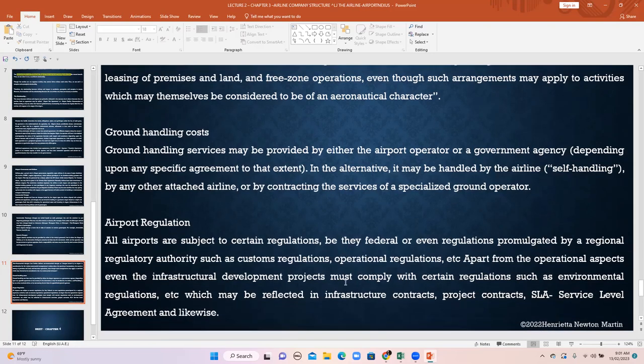Next is airport regulations. All airports are subject to certain regulations, be they federal or regulations promulgated by a regional regulatory authority, such as customs regulations, operational regulations, etc. So apart from the operational aspects, even infrastructural development projects must comply with certain regulations, such as environmental regulations, etc., which may be reflected in infrastructure contracts, project contracts, service level agreements, and likewise.